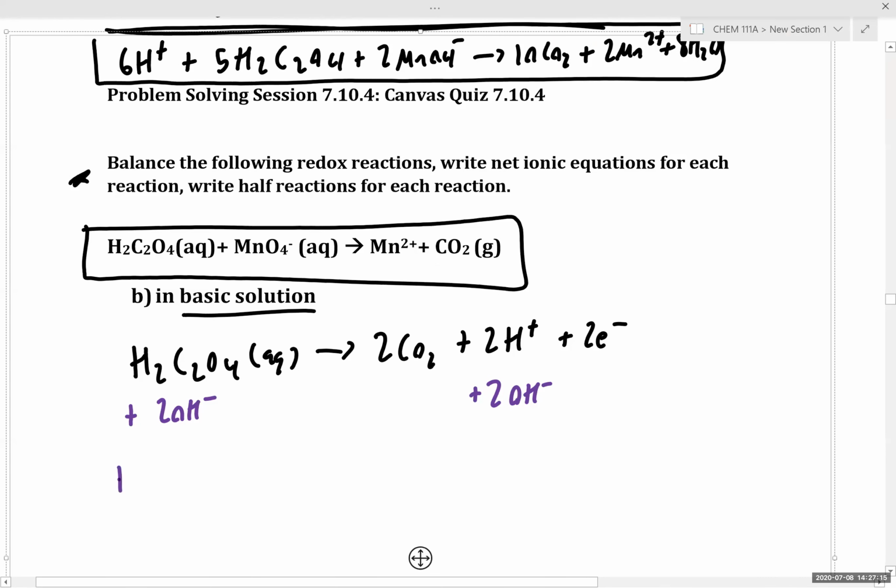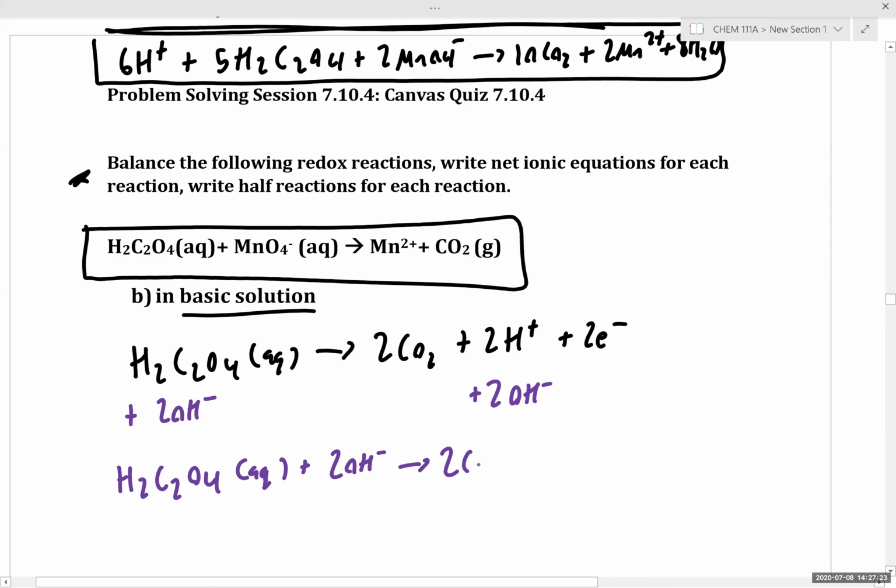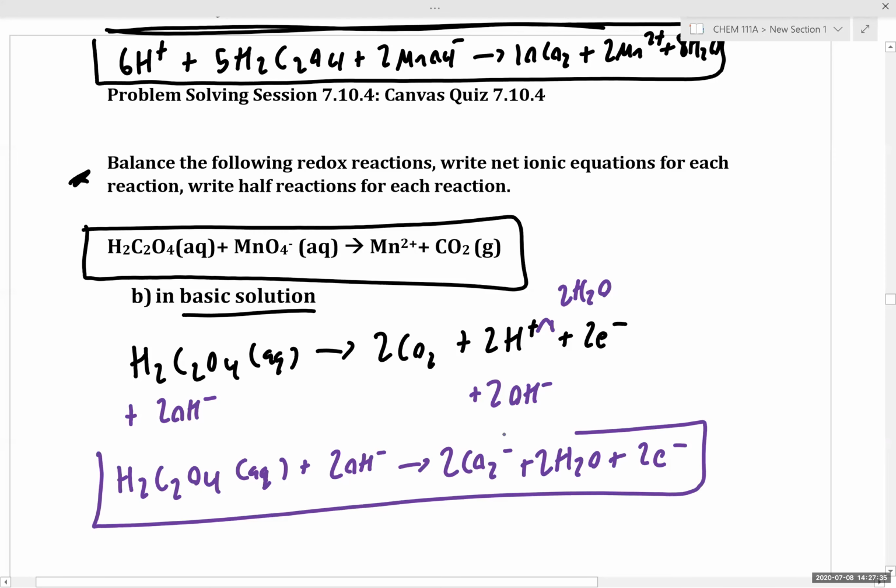That in turn gives us H2C2O4 aqueous plus 2 OH⁻ leads to 2 CO2. Remember, H⁺ and OH⁻ combine to make water, plus 2 H2O plus 2 electrons. And from that, we've saved ourselves a fair bit of time.